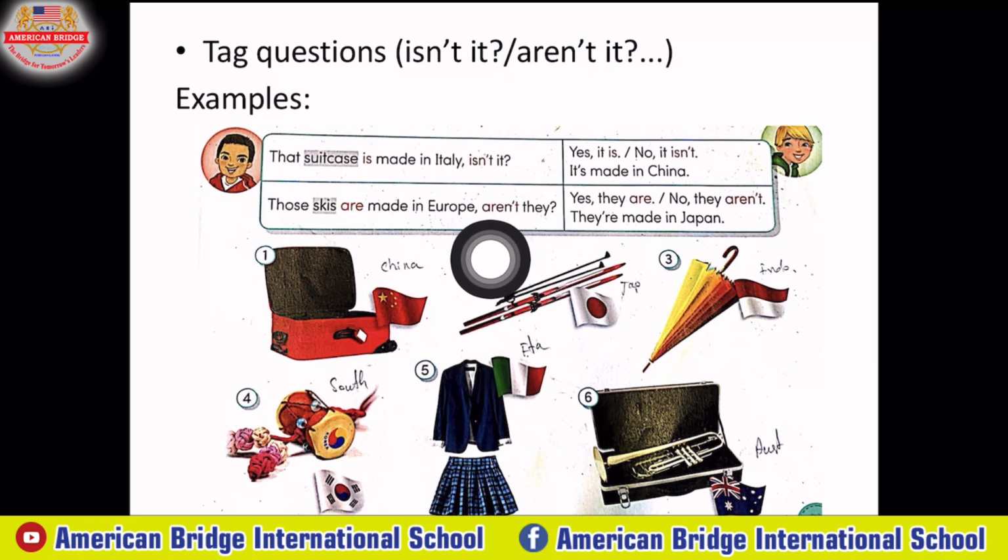Okay, so this time you're going to use the verb to be "are", because the word ski here is not singular, it is plural, right? So those skis are made in Europe, aren't they? Yeah. So if you agree, you can say yes they are. Yes they are, if you agree with the statement above, right? Those skis are made in Europe.